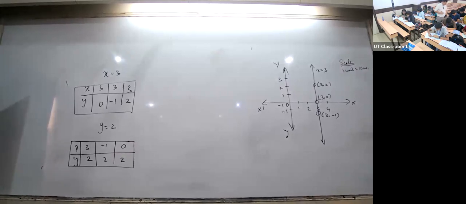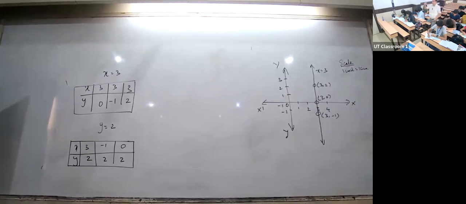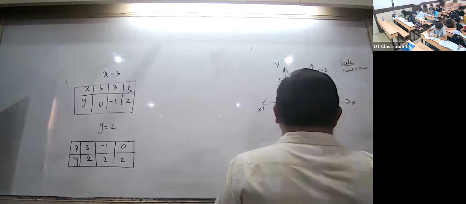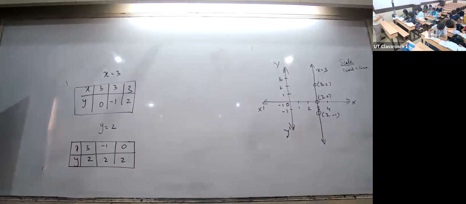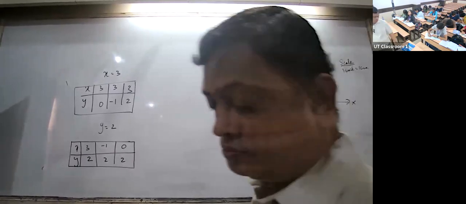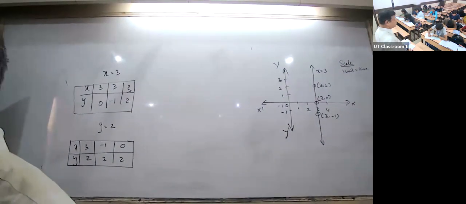Where is x and y? Right, x dash, y. Above is y, below is y dash. Right side is x, left side is x dash. It's always like that. Okay. Done.